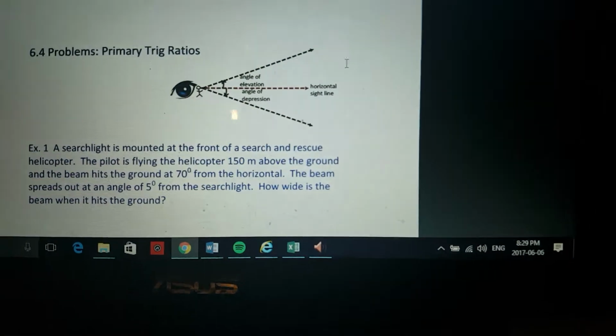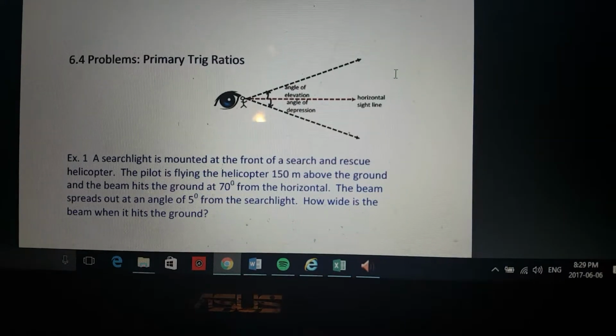The pilot is flying the helicopter 150 meters above the ground. So if I go back here, I've got my helicopter, and the pilot is flying 150 meters above the ground. Here's my ground, and I know that the height is 150 meters. So the helicopter is 150 meters from the ground.